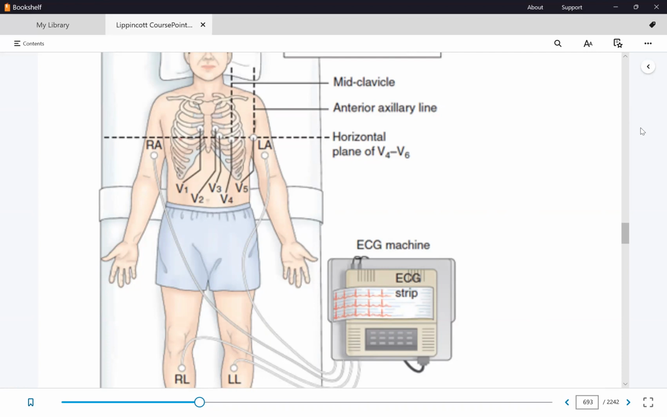What is the significance of the 12 views? Well, it gives you basically a 360 view of the electrical activity of the heart, meaning you can see it from different angles. Think of it as the human heart is a model, and you have 12 different photographers taking a picture from different angles.